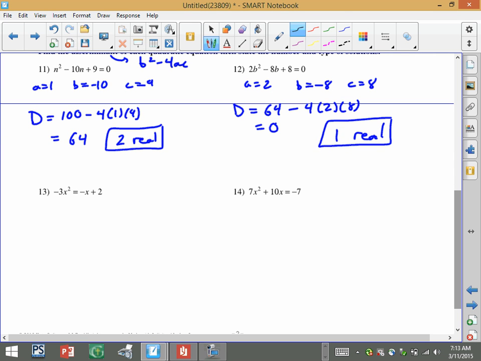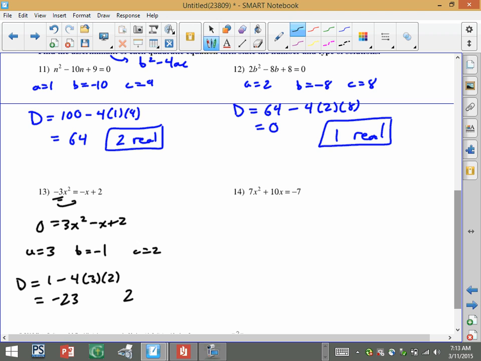Here, the only trick, just get everything to one side, and I like to keep that squared term positive, so I'm actually going to move it over here. End up with 0 equals 3x squared minus x plus 2. So a equals 3, b equals negative 1, and c equals 2. So here we go, discriminant equals b squared. Negative 1 squared is 1, minus 4 times 3 times 2. So 1 minus 24 ends up being negative 23. So a negative tells you you have two imaginary solutions.